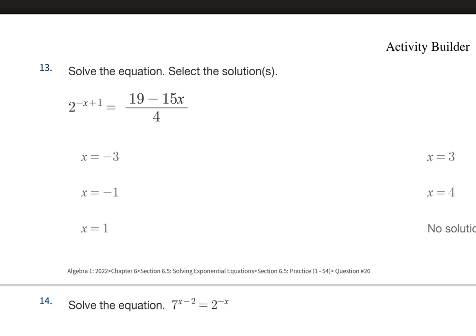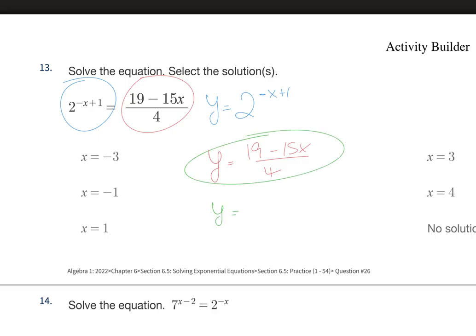Solve the equations, select the solutions. It looks awful. I don't want to do this, but that's not what we are tasked with. We are tasked with problem solving, and we can solve this. And in fact, I'm going to show you one reason why you think this one is so hideous is because it's just written ugly. If we were to rearrange this, it's really y equals 19/4 minus 15/4 x.